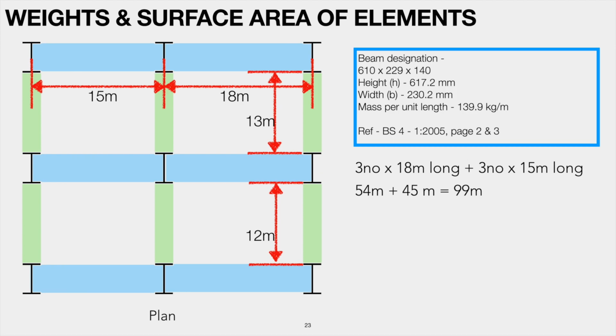610 by 229 by 140 steel members. By considering the length of the beam, we can divide this into two, and there are 6 numbers of steel members having 15 meters long and 18 meters long. Total length of one layer is 99 meters.